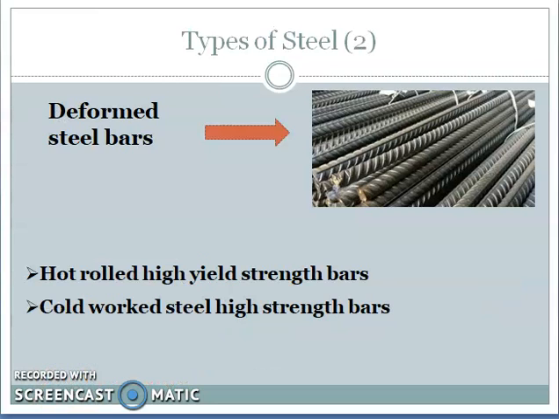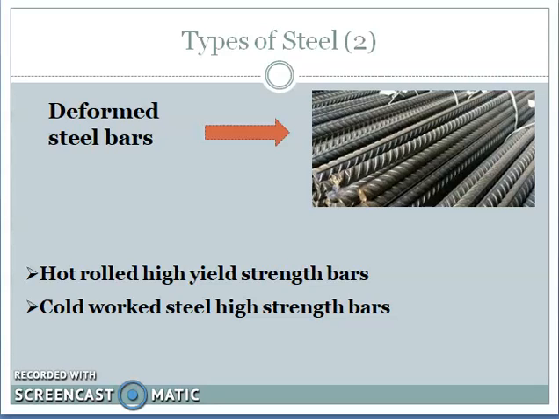The next type of the steel is deformed steel bars. These deformed steel bars are again available as two forms. One is hot rolled high yield strength bars and second cold worked steel high strength bars.